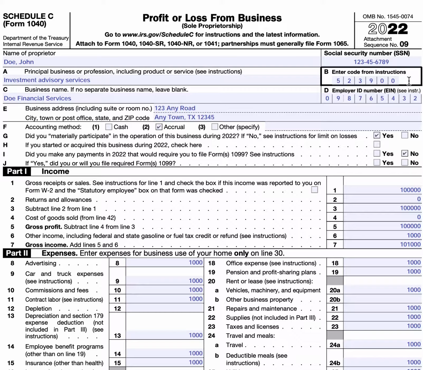The business name is Doe Financial Services. You don't have to have a name here. Sometimes it's just John Smith doing whatever John Smith does to earn a paycheck. So you don't have to put a business name if you don't have one. If you have an employer ID number that was issued when you filed Form SS-4, then you would enter it. Don't enter your social security number, and don't put in another taxpayer's EIN. If you don't have one, just leave it blank.